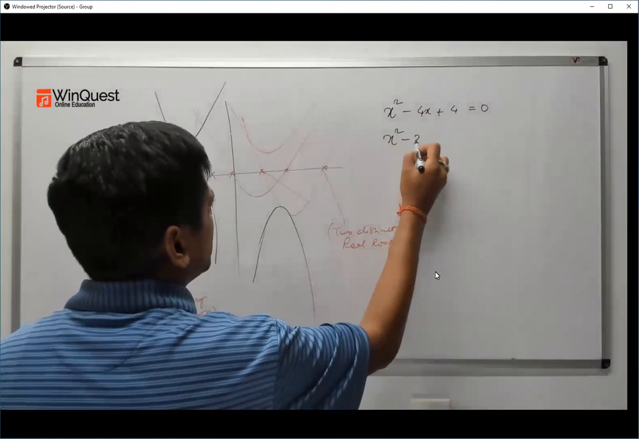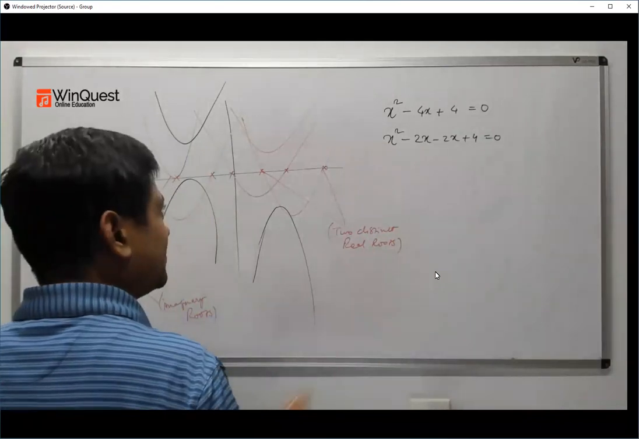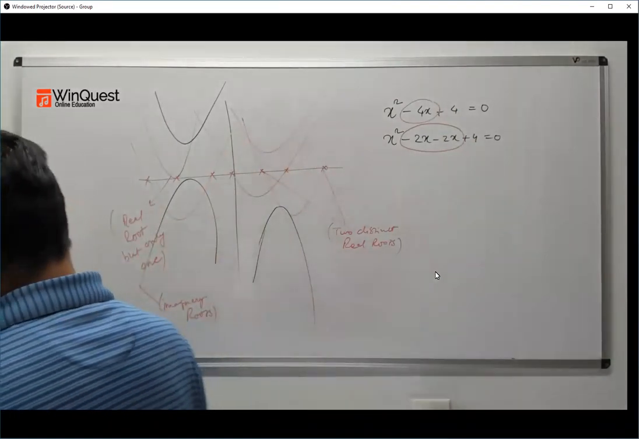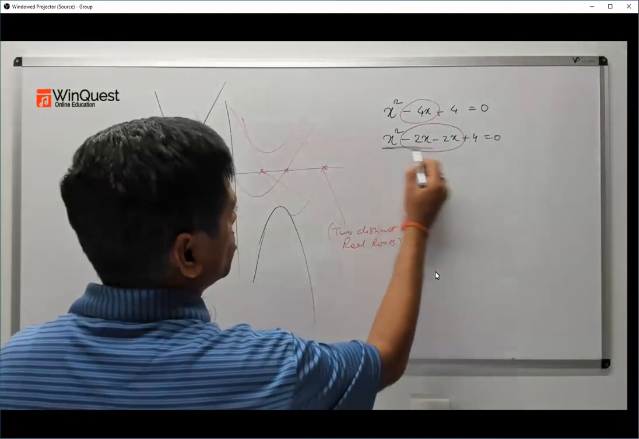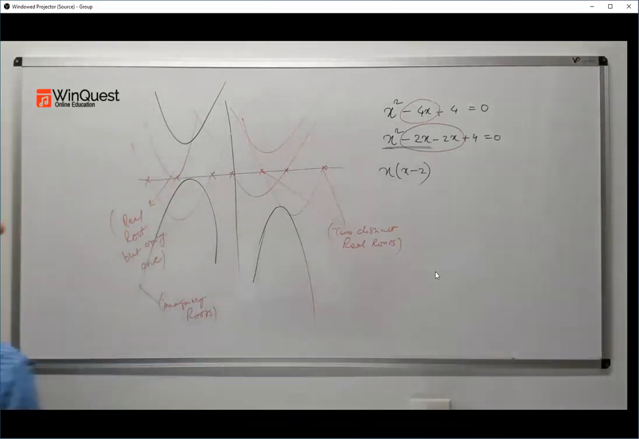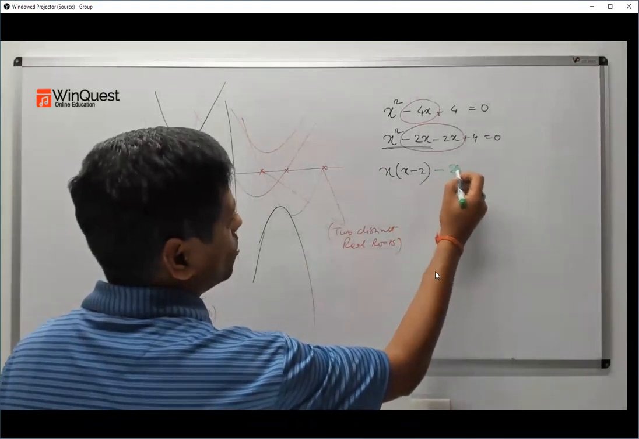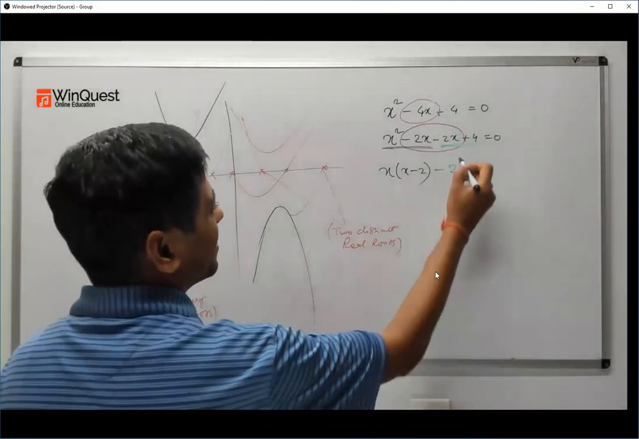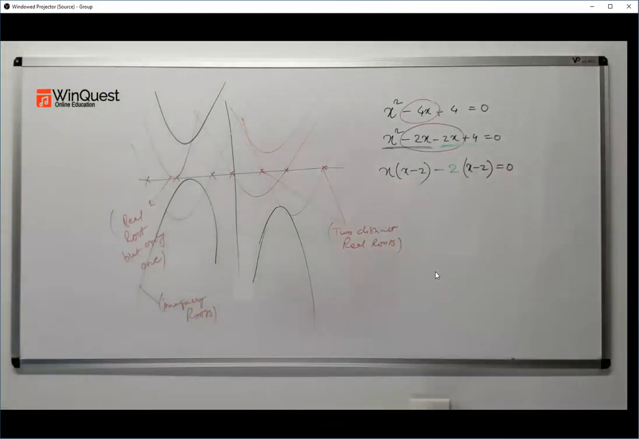x square minus 2x minus 2x plus 4 equals 0. What did I do? I have broken minus 4x into minus 2x and minus 2x. Is that okay? All clear? Between these two, I'm going to take an x out. I got x minus 2. Is that okay? Then I'm going to take a minus 2 out between these two. I'm going to get another x minus 2. Is that okay?